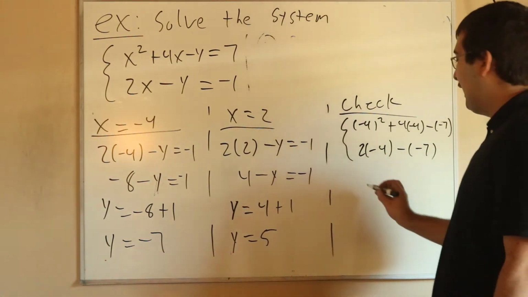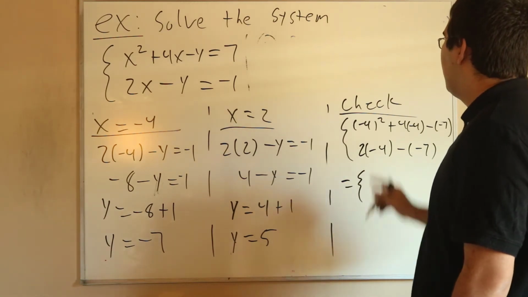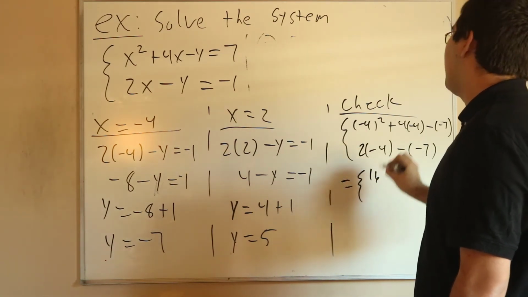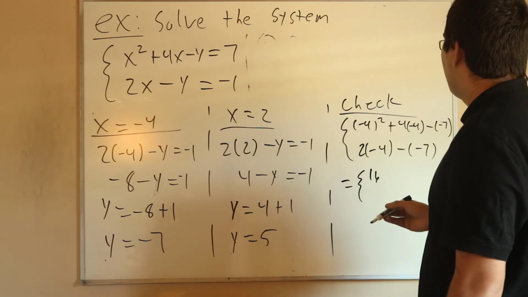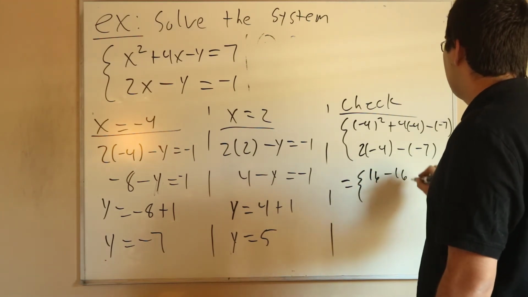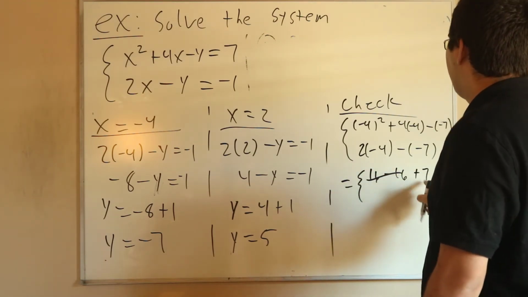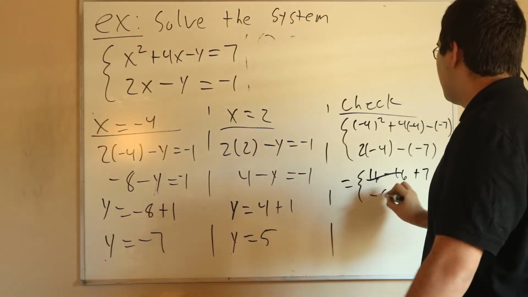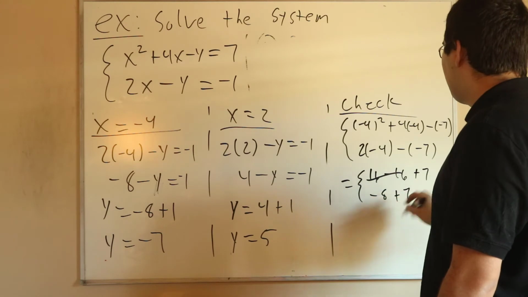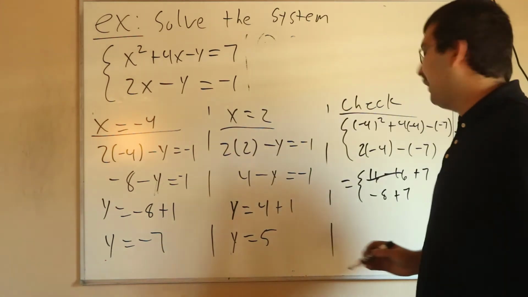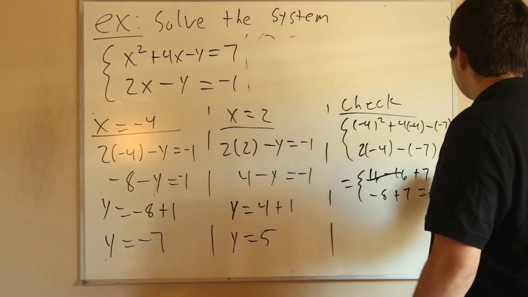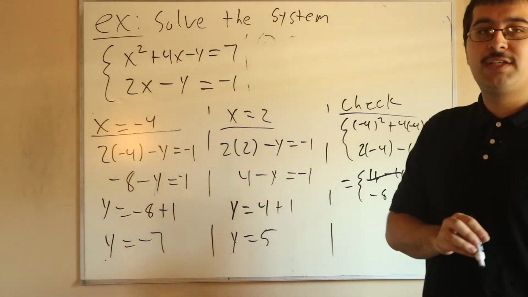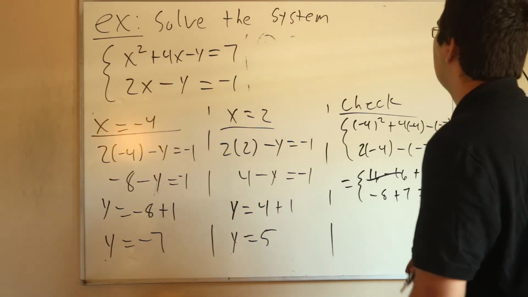Alright, simplifying this down. Negative 4 squared is 16. 4 times negative 4 is minus 16. Then we're going to have plus 7. That cancels out. We equal 7, just like we wanted to see there. Beautiful. We have minus 8 plus 7. Minus 8 plus 7 is negative 1. Beautiful. That solution checks out.